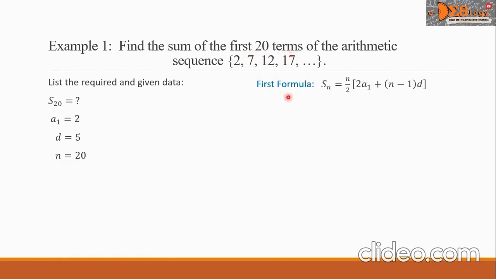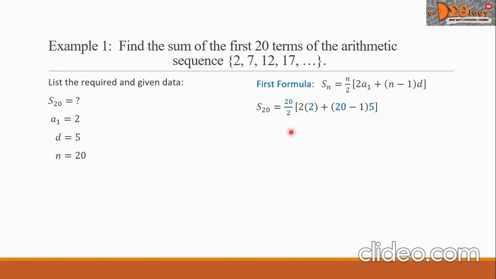Let us use the first formula. S sub n equals the fraction n over 2 times 2a sub 1 plus the quantity n minus 1 times d. Let us substitute the values respectively. The n is now 20. The a sub 1, the first term, is now 2. The n here is also 20. And the common difference is 5.